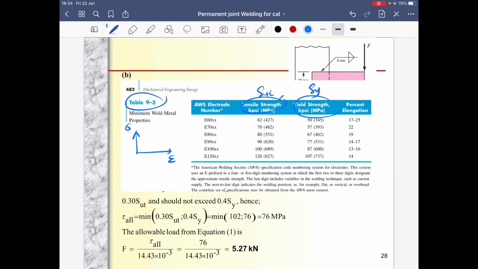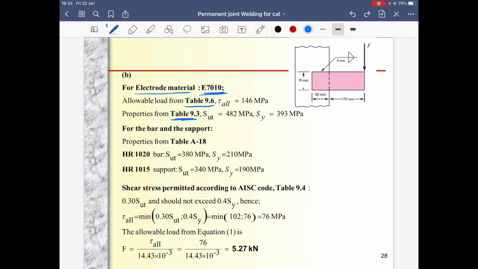Our electrode number is E70 something, so what is the SUT? Be careful with the unit: 482 megapascal. The yield strength is 393 megapascal. You just take that number and put it in the info that we want to gather. So 482 for SUT, and yield strength is 393 megapascal. Now we are done with the electrode.